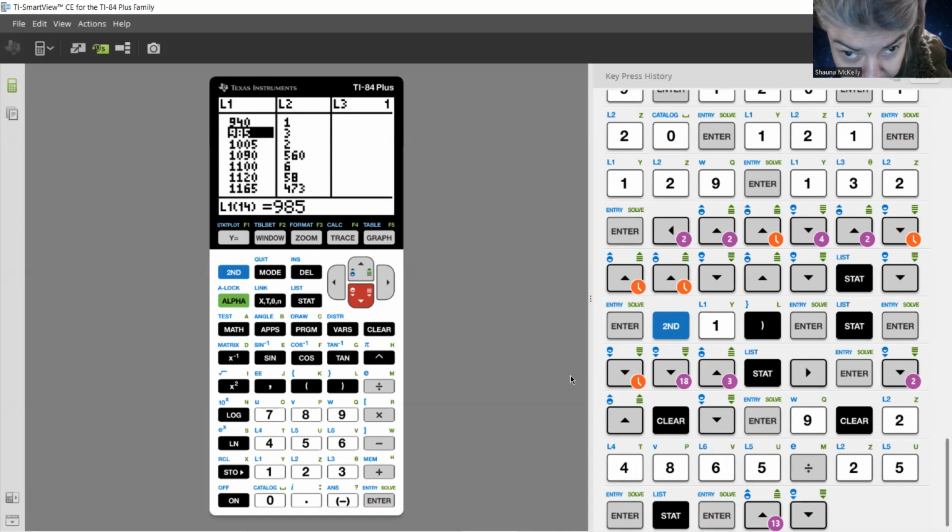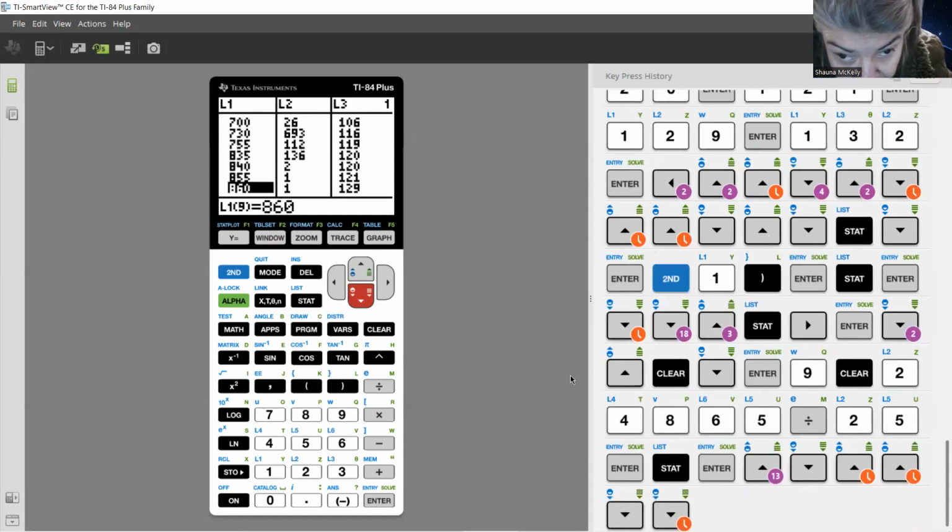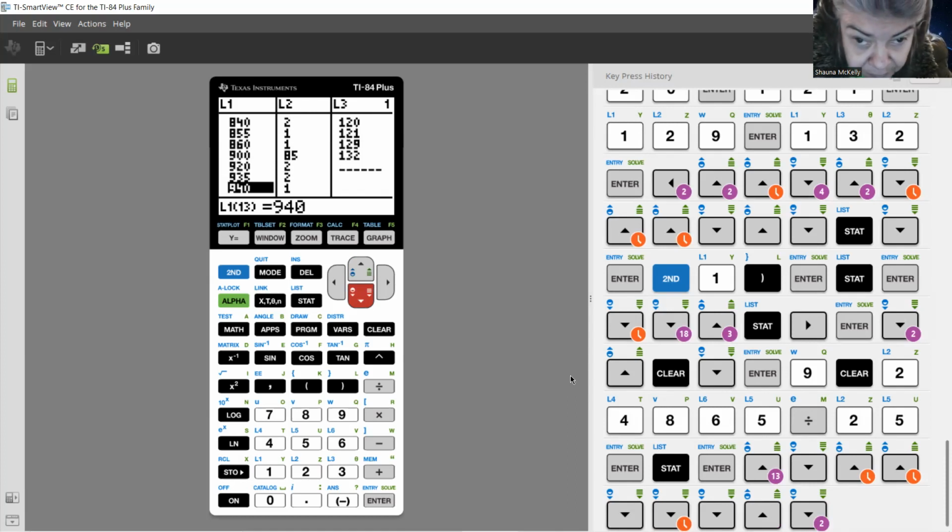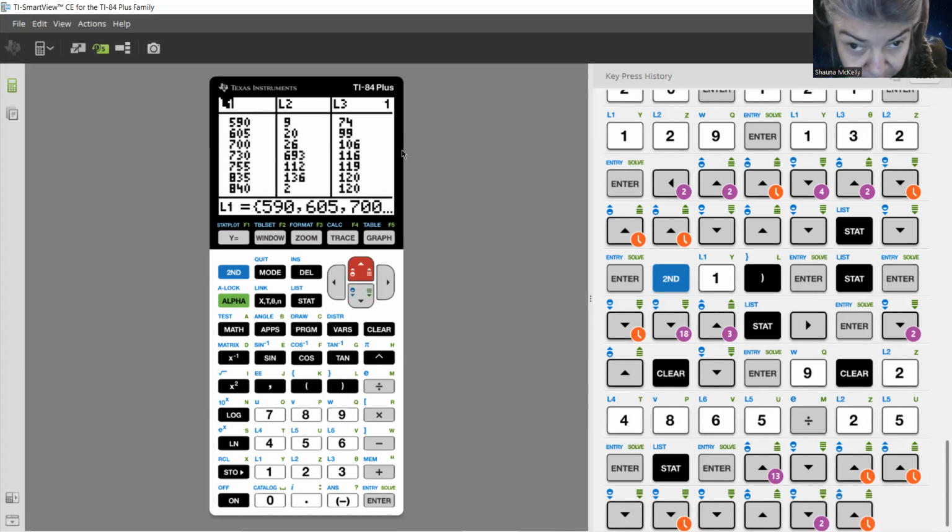So on your paper, you would write the numbers out in order, and then you would say, well, I have in the 13th position, I have 940 as my median. You would have to write this out on your paper in order for us to be able to verify your list. Okay, so you'd write the whole list out and then you would do that.